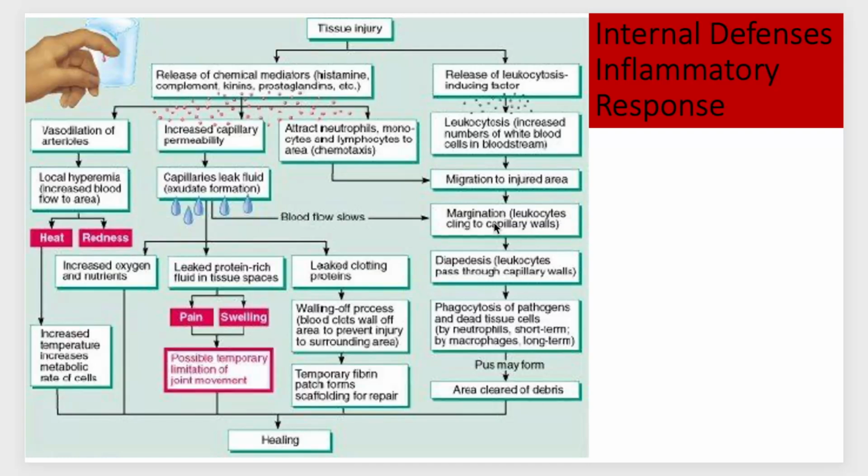Diapedesis, after they bind to the endothelium, leap through the endothelium. And then you're going to have phagocytosis of the pathogens. And then you might get some pus, which can be a collection of fluids and dead bacteria piling up. And then you have to clear the debris and repair, and you'll end up with healing in the end.